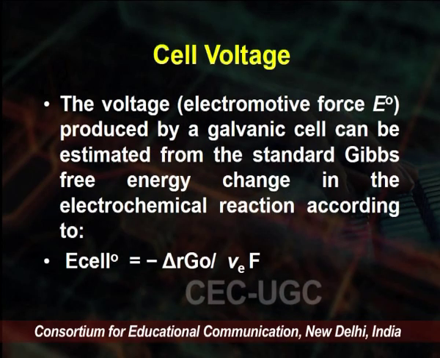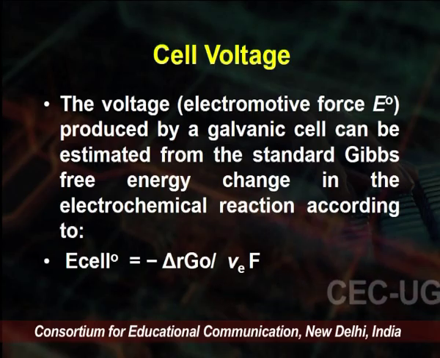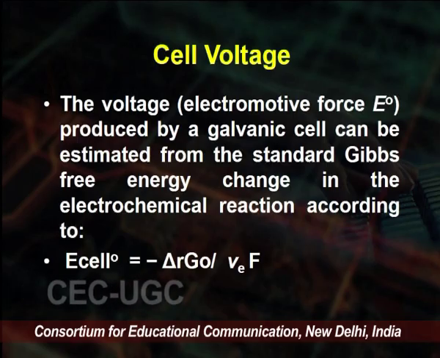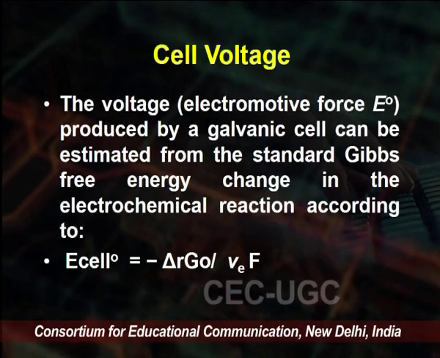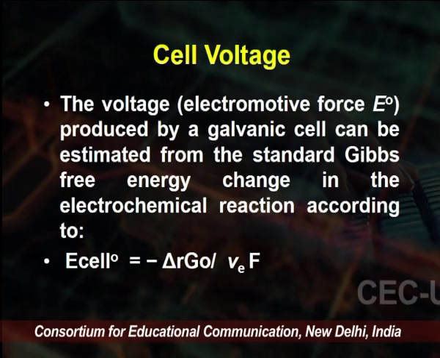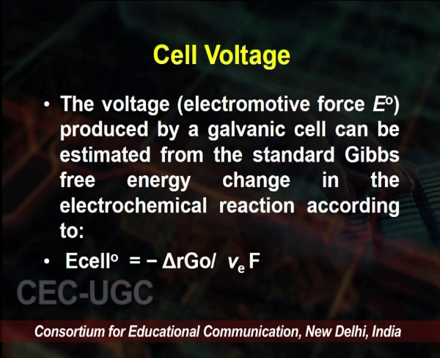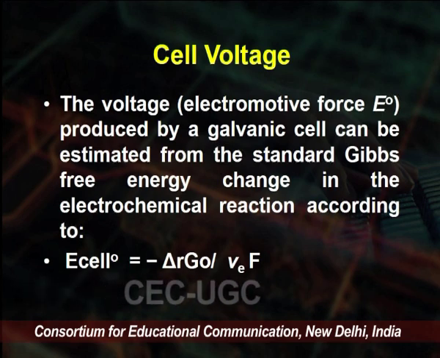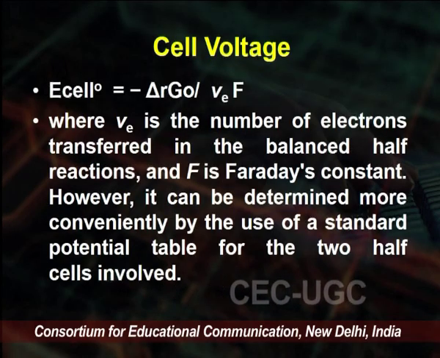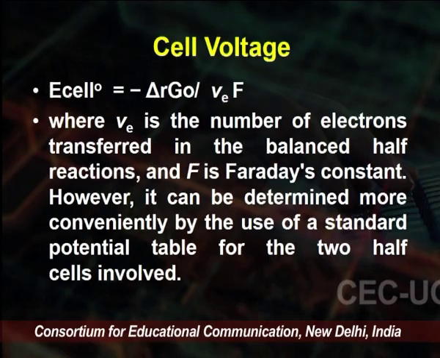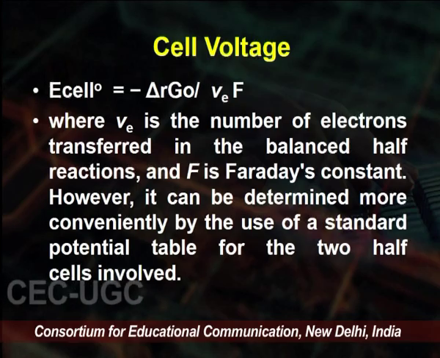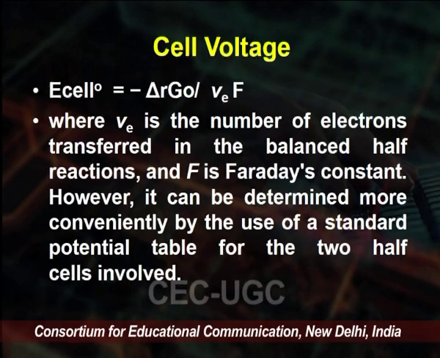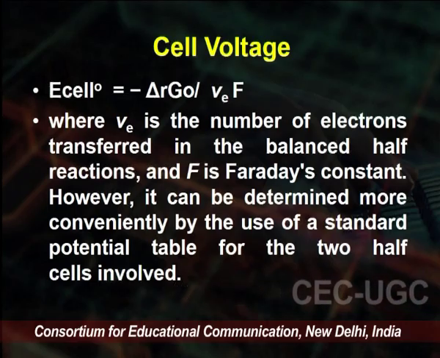Now, how do we calculate the cell voltage? The voltage, that is the electromotive force produced by a galvanic cell, can be estimated from the standard Gibbs free energy change in the electrochemical reaction, that is E cell = -ΔrG°/nF. Here n is the number of electrons transferred in the balanced half reaction, and F is the Faraday constant.